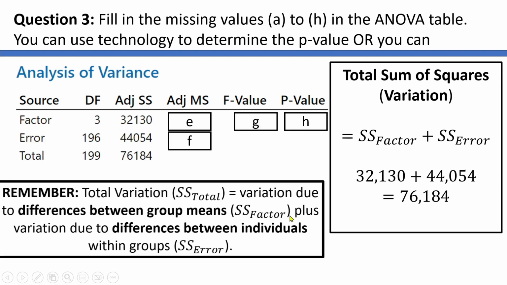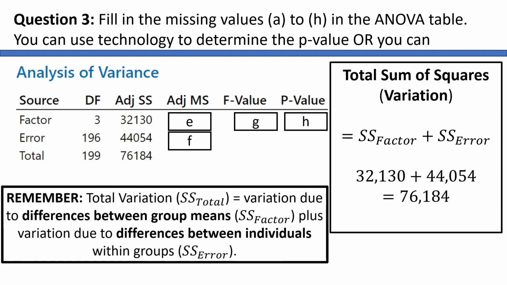Now, oh right, I forgot I was going to say this. Remember, the total variation is equal to variation due to differences between group means plus variation due to differences between individuals within groups. I think the central concept in analysis of variance is basically this: to understand we have two sources of variation. One, differences between groups. Two, differences between individuals within groups.